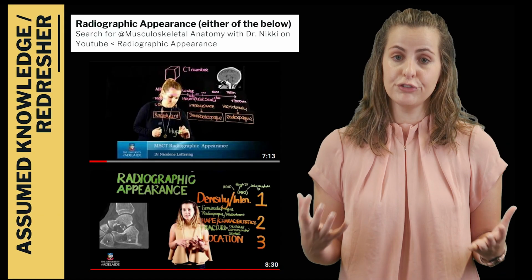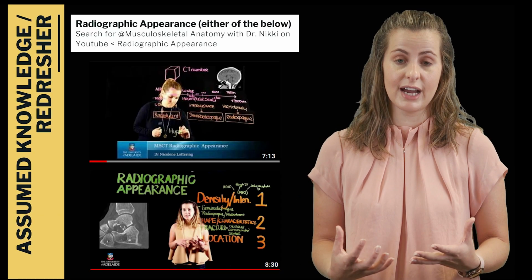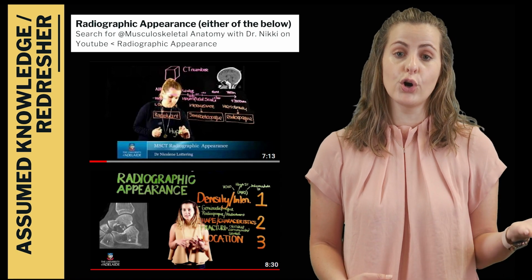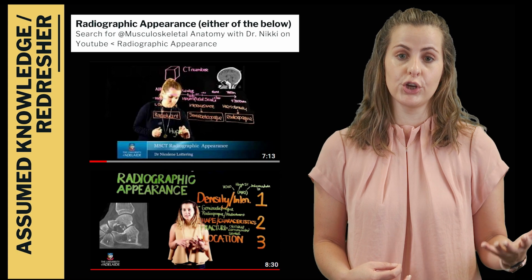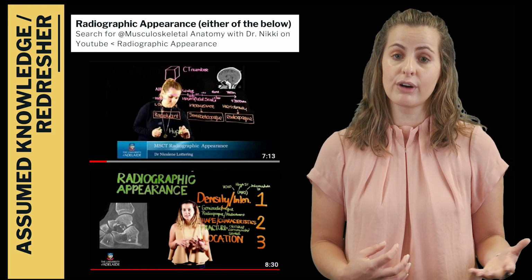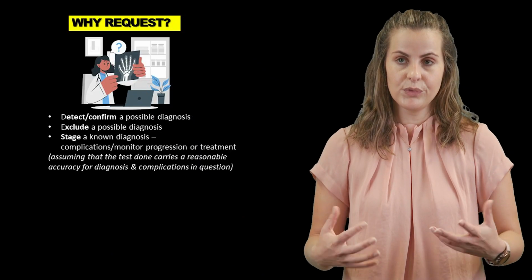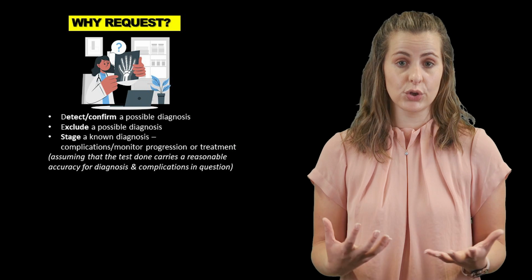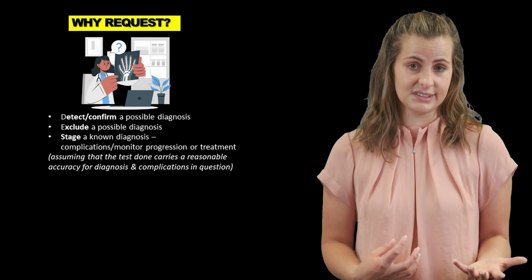If you need to brush up on some of this assumed knowledge when it comes to radiographic appearance, please refer or watch the following Lightboard video that steps you through the radiographic appearance 3-point criteria for radiographs and CT scans. So we need to think about, why would you request medical imaging, specifically when we're assessing the musculoskeletal system?